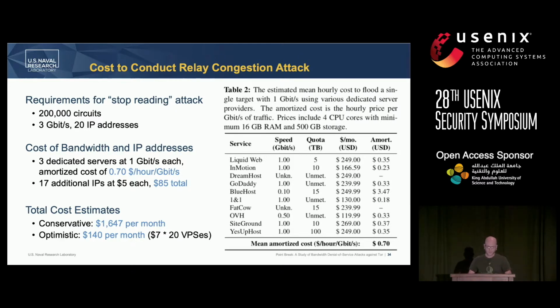Now, if you want to get a little bit more optimistic, you can say, well, actually, VPSs are much cheaper. You can get a VPS for $7. I used to have one of these. They claim to offer a gigabit per second, although likely they offer far less than that, and the links are probably shared, so you might not be able to achieve that. But even if you bought 20 of these VPSs to get the 20 IP addresses, this is only $140 per month. So optimistically, the cost of the attack is potentially much cheaper than the conservative estimate that we have in the paper.